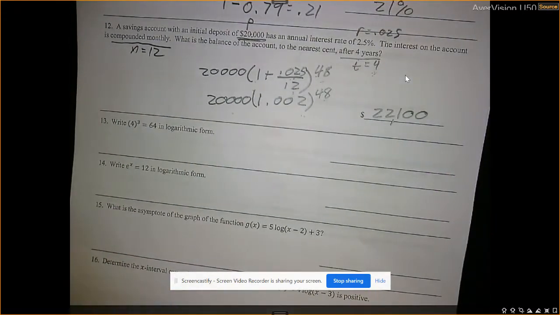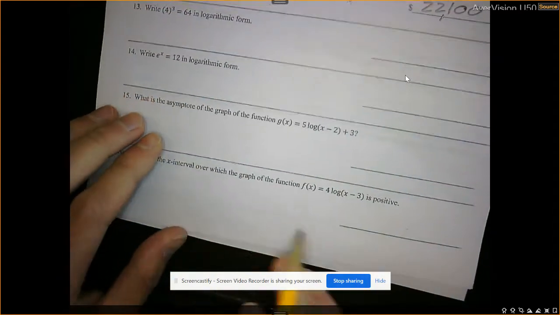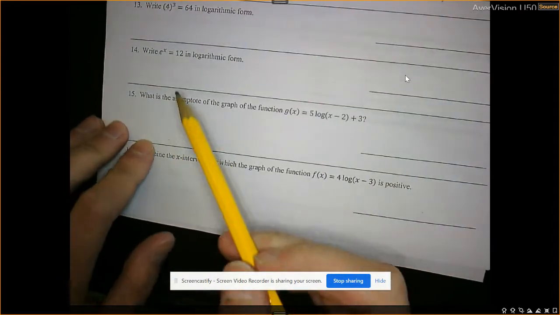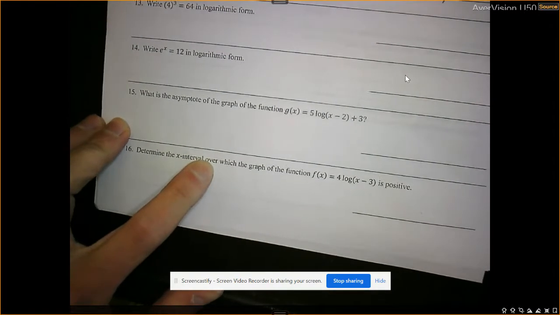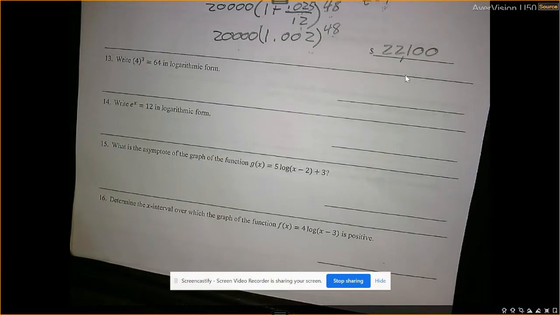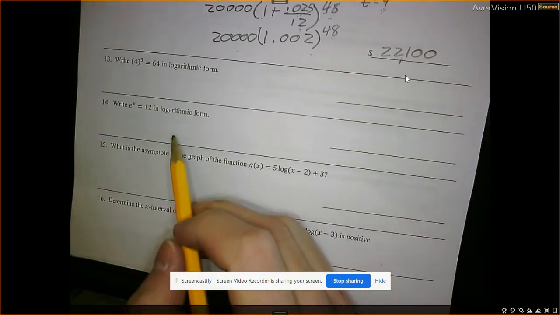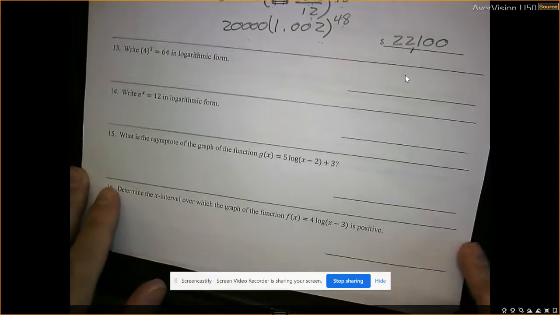Okay. Now, these next ones will go quick. Practice these. You need to know how to write exponents as logs and logs as exponents also. So pause and then check these with me, or pause, do 13, check to make sure you did the right thing, and then the rest will kind of follow suit.